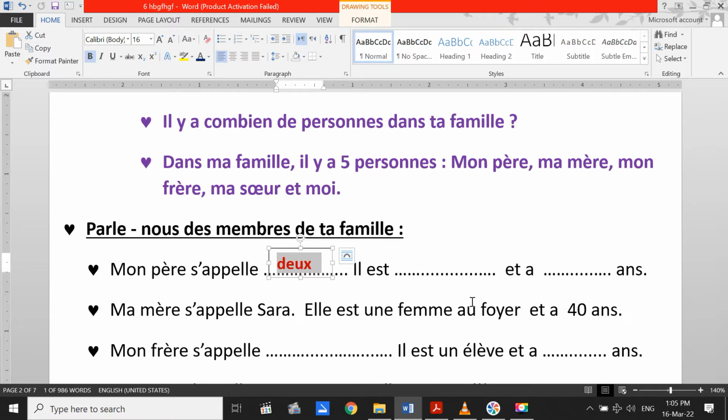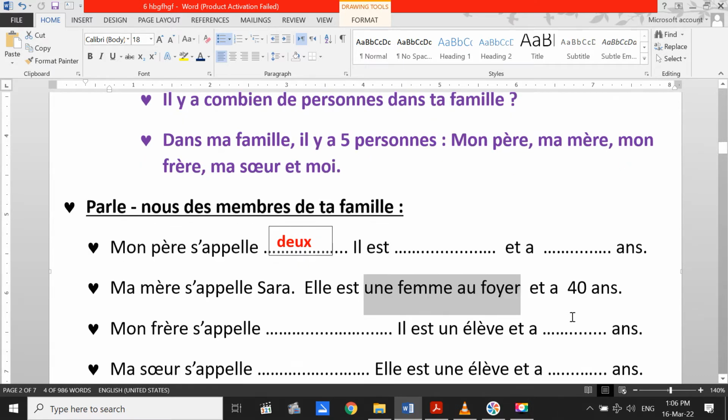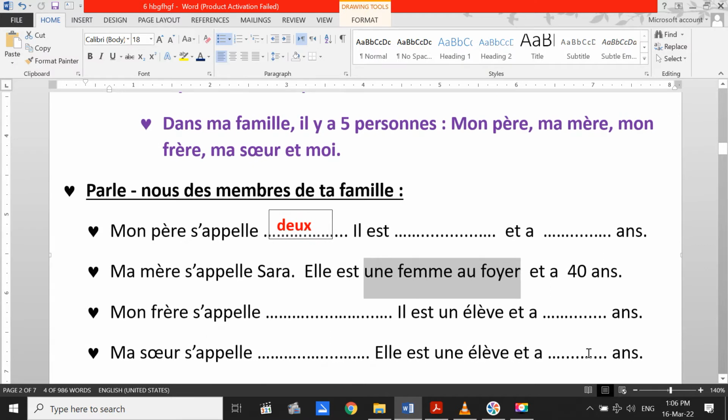It means not real things. For example, if the name of your dad, sure, when you say to me, my name is Omar Muhammad, so mon père s'appelle Muhammad. Okay, but if you want to say like here, ma mère s'appelle Sarah, I wrote the name of the mother is Sarah. Elle est une femme au foyer, she doesn't work. Femme au foyer, like we say in Arabic, Rabbat Manzil. Et a 40 ans. Just, I wrote it. I don't want the real things.